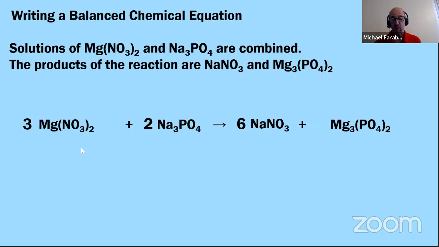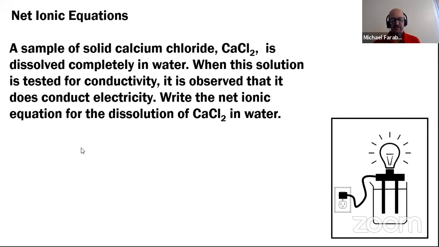Again, a variety of ways to balance an equation, but sometimes if you can balance polyatomic ions as a group when they appear on both sides of the equation, that might be a little bit easier than the individual atoms. All right, let's move on from writing a balanced chemical equation to net ionic equations.